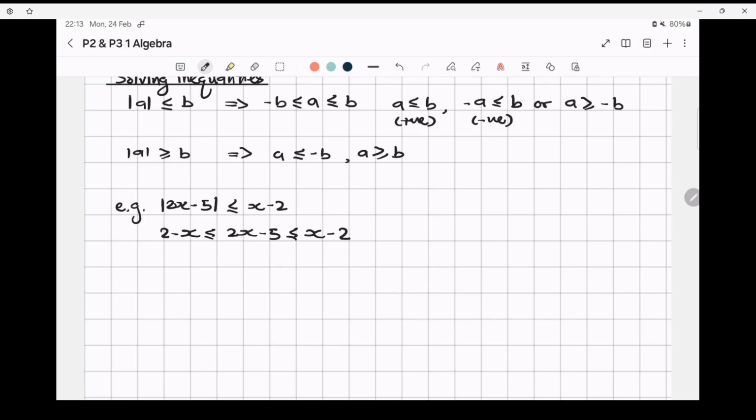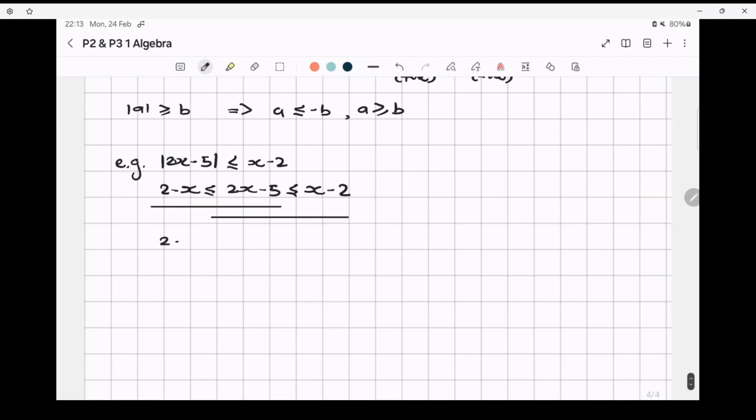But for this particular question, no, I don't think you can do that either. Yeah, you can't do that. So it's better to break it down into two inequalities. So let's break it down into these two inequalities.